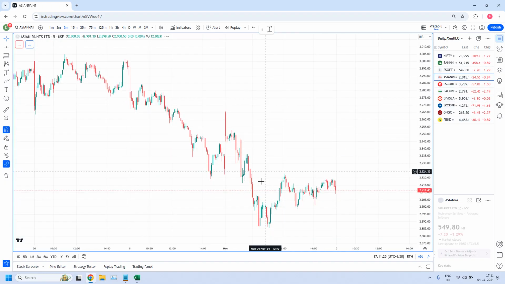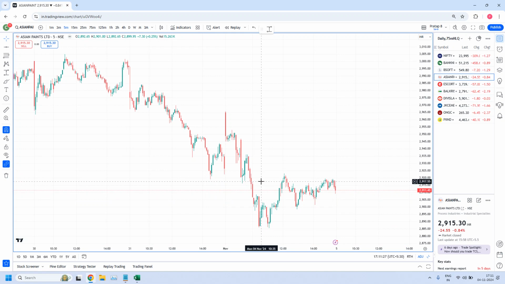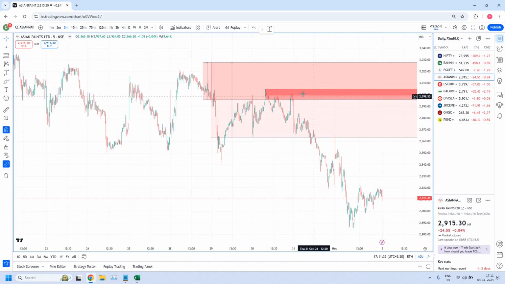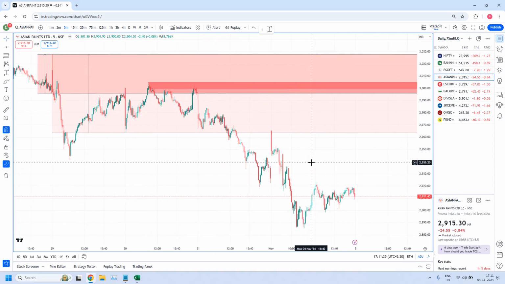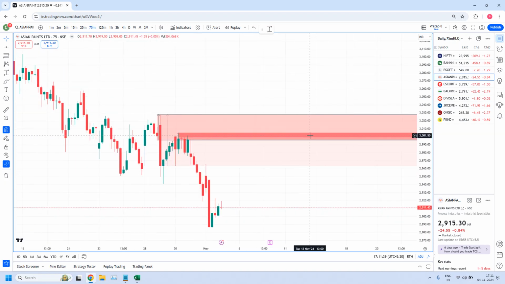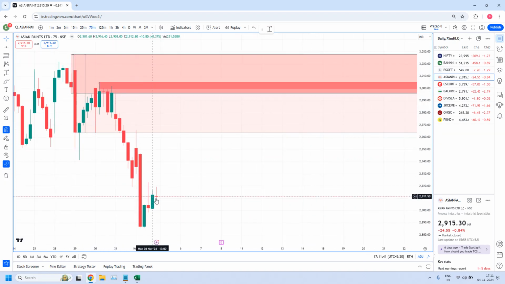And next one is Asian Bank. Asian Bank also, previously we fine-tuned the zone. I already explained how to fine-tune this zone. The same thing only we are seeing here. This is a 75-minute zone. This is today's candle.